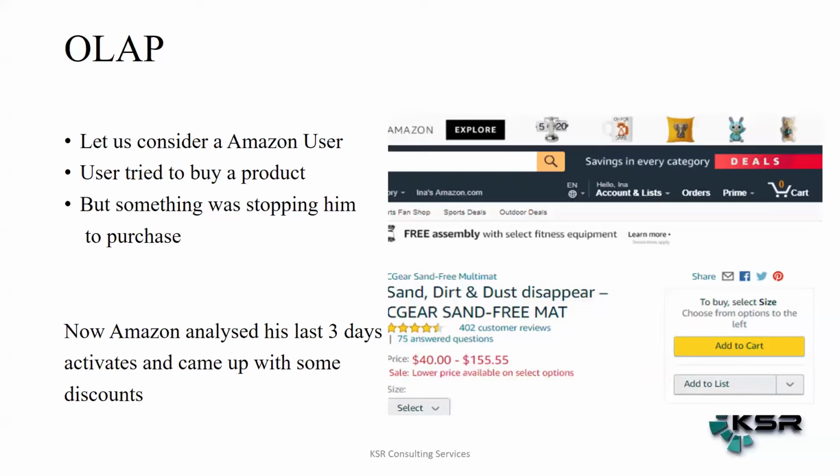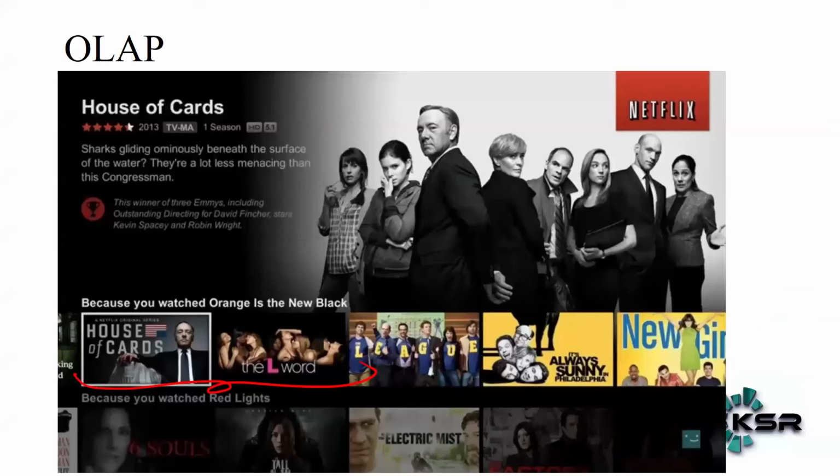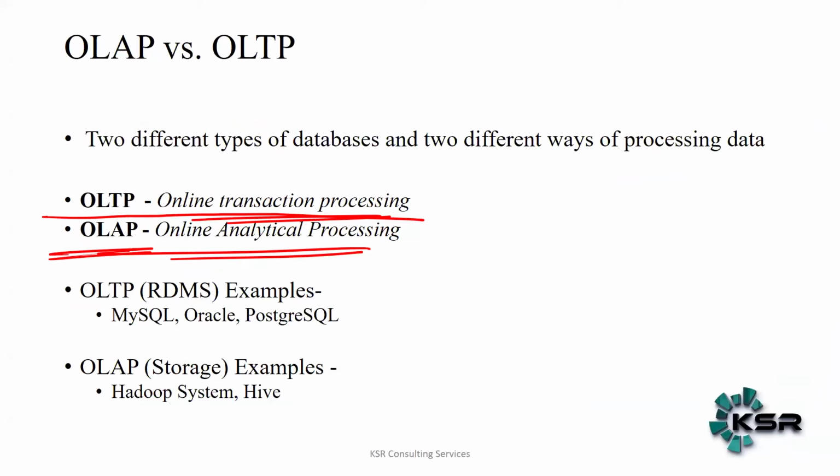Just like an example of Netflix, they'll analyze what type of movies you're watching. And on the fourth day, they are only recommending what movies you need to watch. Similarly, what Amazon is doing, they're understanding your activities and then they're giving you offers, discounts. Now, all this stands for online analytical processing.